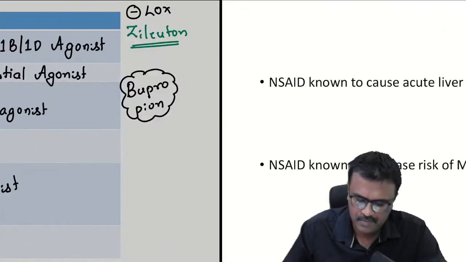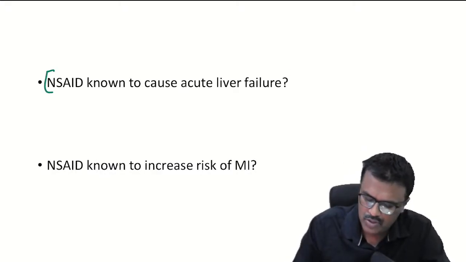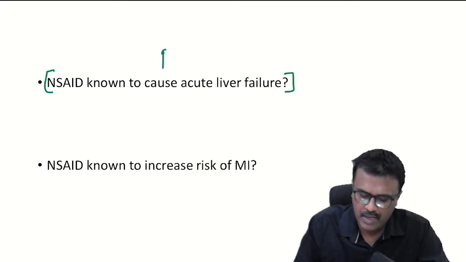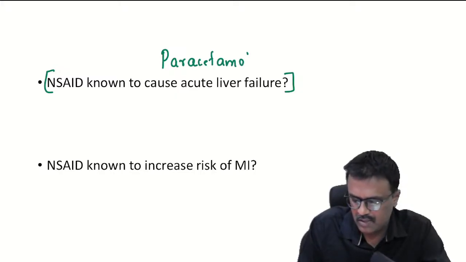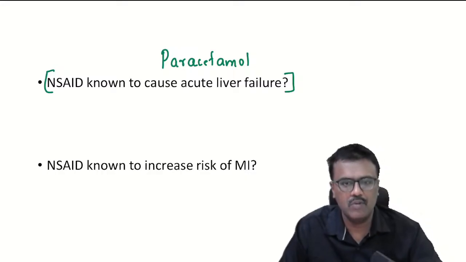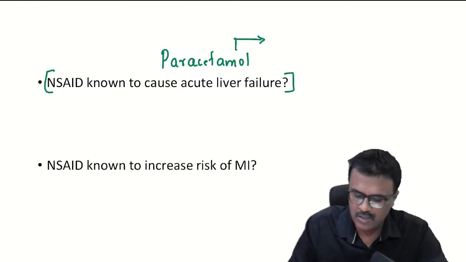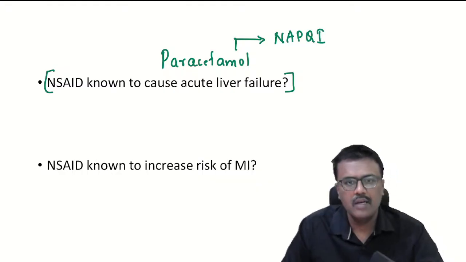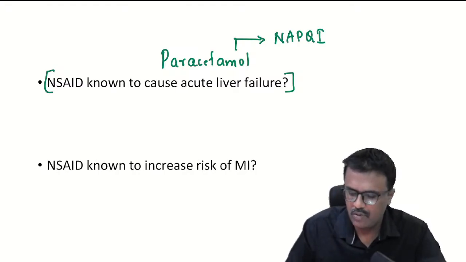Yes, Mohammed, you're right. Now, coming to the question, which NSAID is known to cause acute liver failure? We know that paracetamol is a drug which causes acute liver failure if you take an overdose. And what is the toxic metabolite which comes from that? The toxic metabolite is called NAPQI. If you want the full form, it is N-acetyl-para-benzoquinone imine.